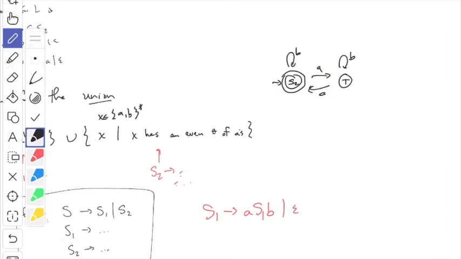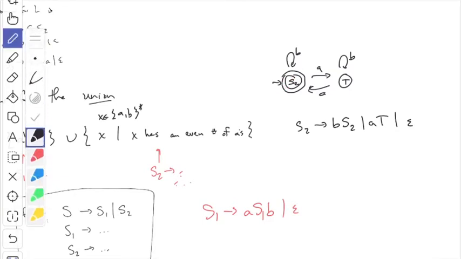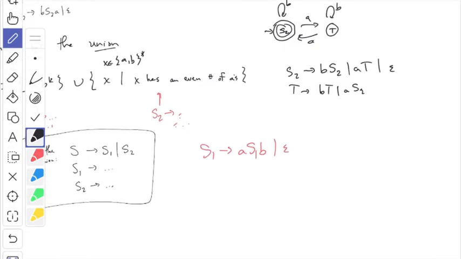Then this says S2 goes to, I hope you remember how to do this, B S2 or A T or epsilon. The B S2 refers to this looped edge, the A T refers to this A going across, and the or epsilon refers to the fact that this is an accepting state. It's something we did a couple times ago. And then T goes to B T or A S2. So that's my second grammar. And my final answer will involve combining these two things together.